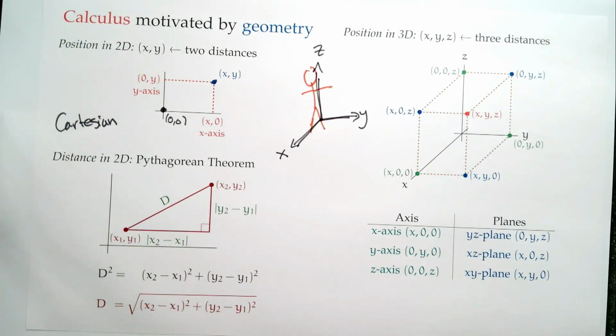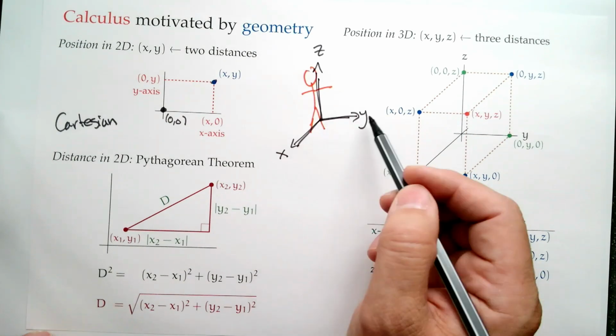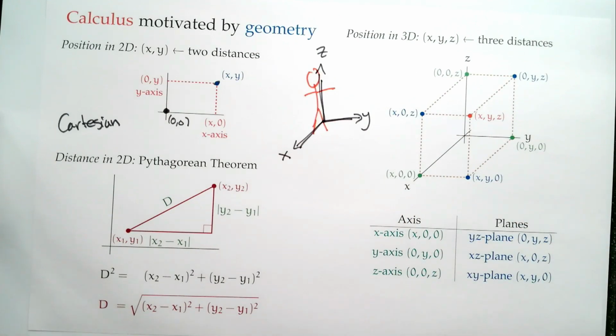About whether you should have x going this way and y going this way or vice versa. So there is a choice. And so this is sometimes called the right-handed coordinate system. You can have left-handed coordinate systems, but universally this is the one that we'll go with. All right. Well, what do we need to know?